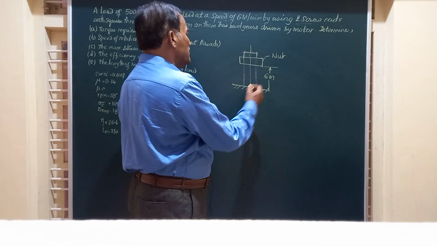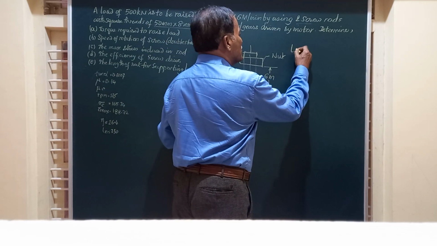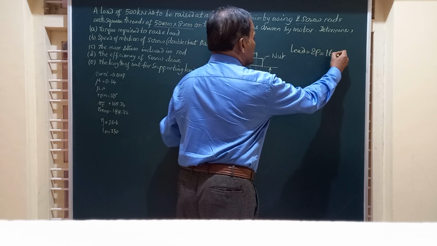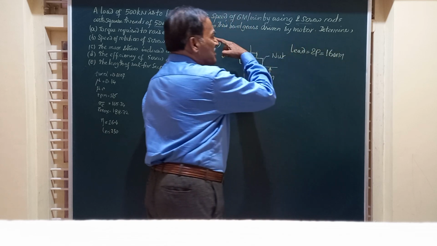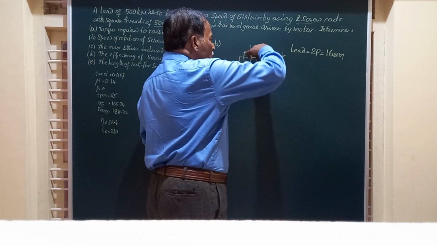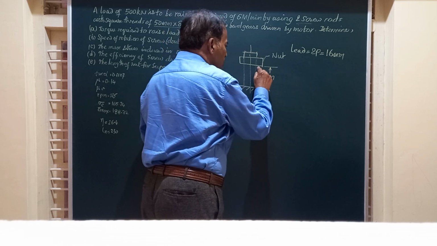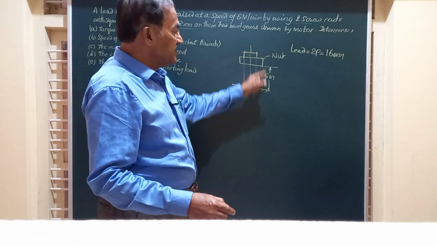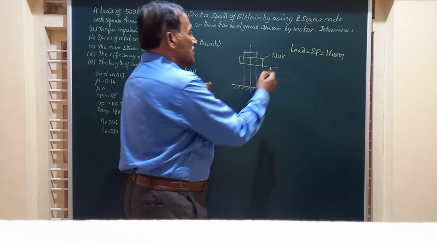So friends, we can write down here, lead is equal to twice pitch. That is equal to 16 mm, because pitch is 8 mm. That's given in the data. The meaning of this is, give one rotation to the nut, it will move down by 16 mm. But we have to cover 6 meters in 1 minute.